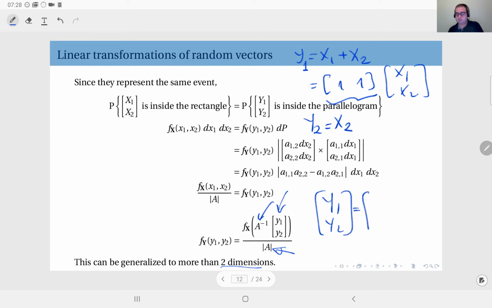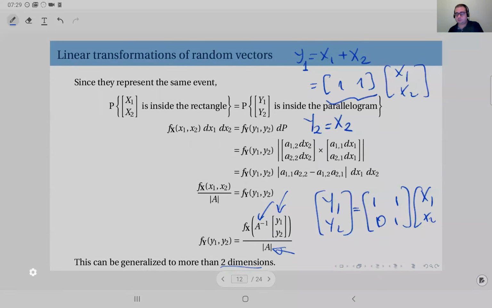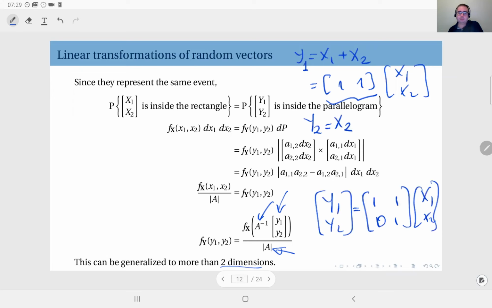equal to [1, 1; 0, 1] times [x1, x2], okay? And now you have a square matrix, which is in fact invertible. And then you can compute the joint distribution of y1, y2 through this. And if you need the marginal distribution of y1, you just integrate it with respect to y2 and then obtain the marginal distribution of y1. That's what you can do.